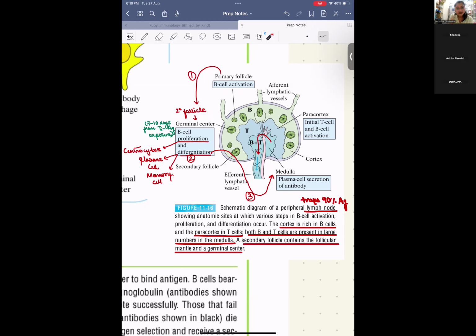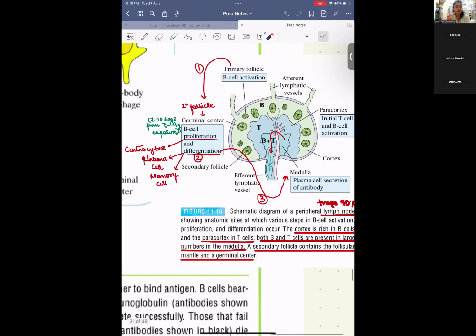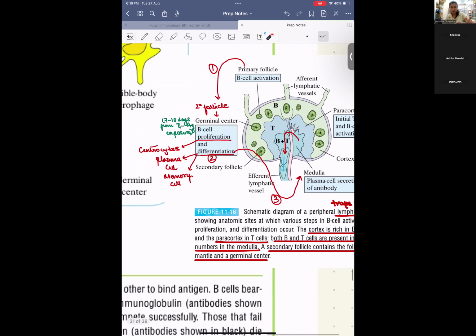Which antigen? We have discussed the thymus dependent and thymus independent antigen. So whenever we have an antigen coming up, within 7 to 10 days of its exposure, we have these secondary follicles forming what we call a germinal center. So inside this secondary follicle you see here, the center of the secondary follicle is designated as a germinal center. This is the most active site for B cell proliferation.